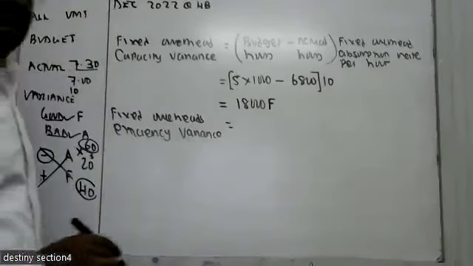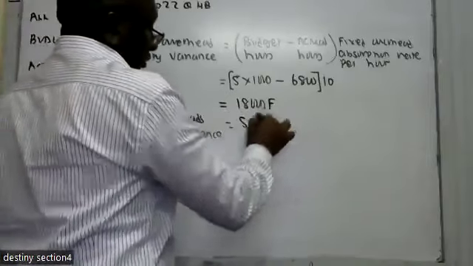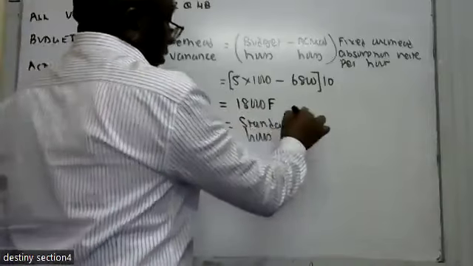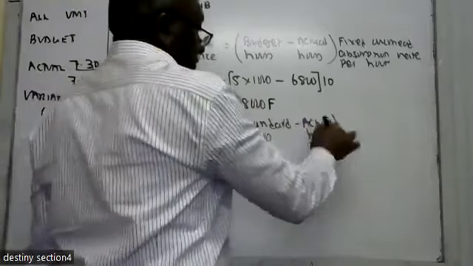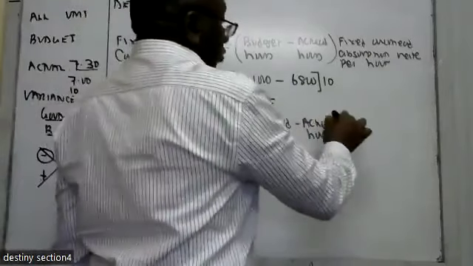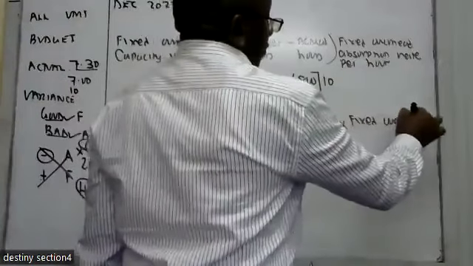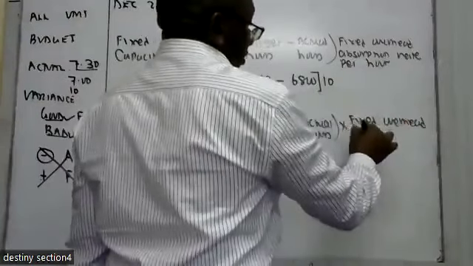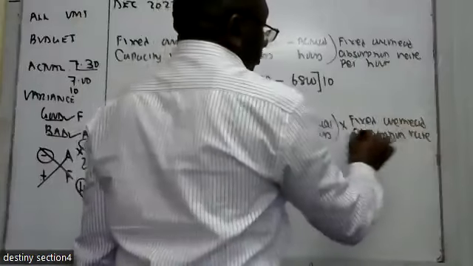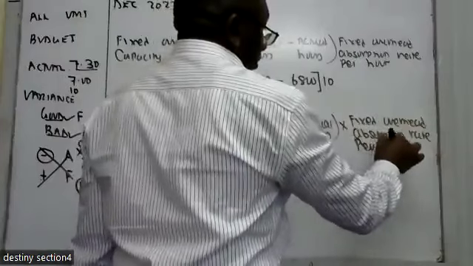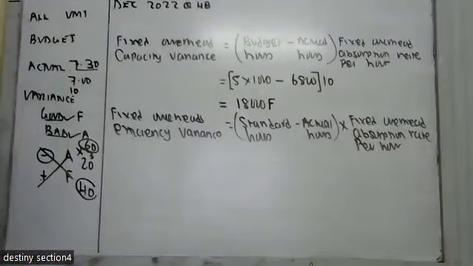Now this one is given as standard hours. Standard hours minus actual hours, you multiply by fixed overhead absorption rates per hour.